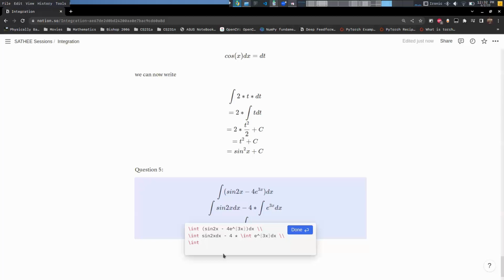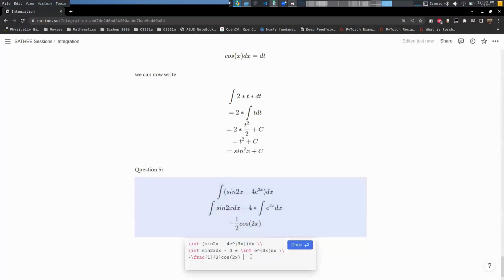So since it is linear, we can simply treat 2x as a single quantity x, and the integral of sine x we know is minus cos x. So we can write it as minus cos, but remember in the final expression it would still be 2x. And since the coefficient was 2, we would divide by 2, like this: minus 1 by 2 cos 2x, plus some constant. We'll include the constant after evaluating the second integral, and this would basically be 4 into the integral of e to the power 3x dx.